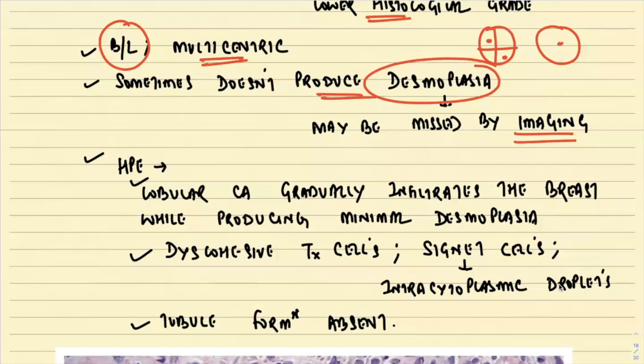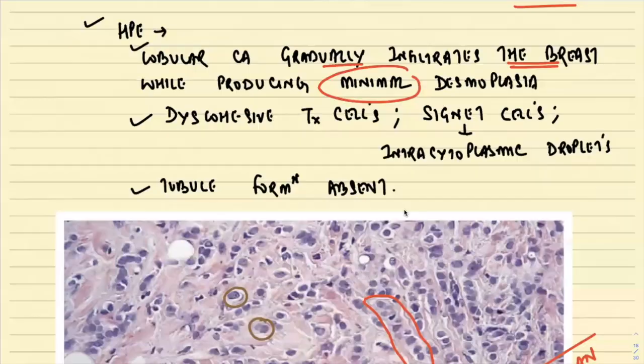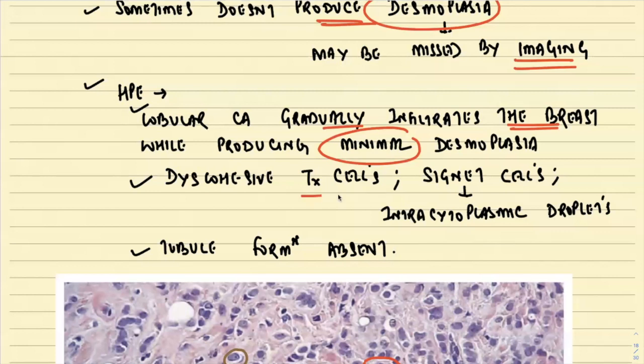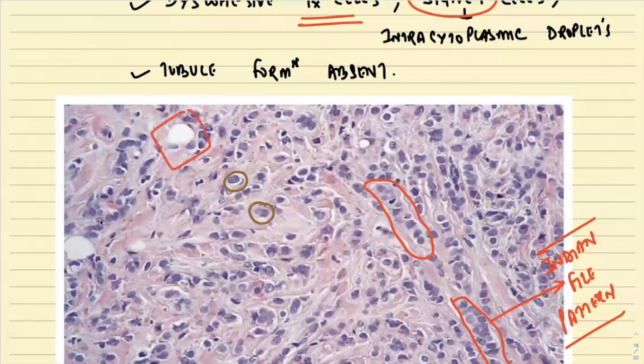After that, very important, if you go for the histopathology, as I told you, lobular carcinoma gradually infiltrates the breast while producing minimal fibrosis or desmoplasia. So you cannot see a lot of fibrosis. It is infiltrative in growth. The cells are discohesive in nature, and sometimes they produce signet cells also. Now, what are signet cells? Can you see this cell? This is a signet cell which has produced mucin and pushed the nucleus towards the periphery.